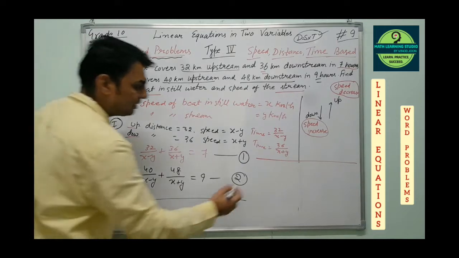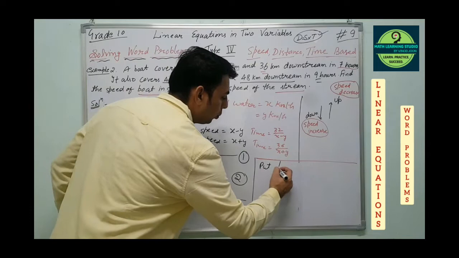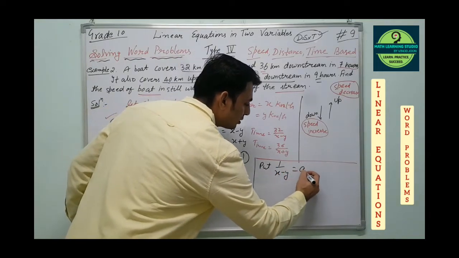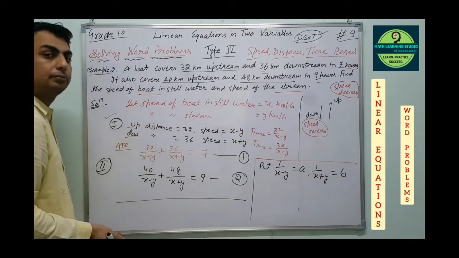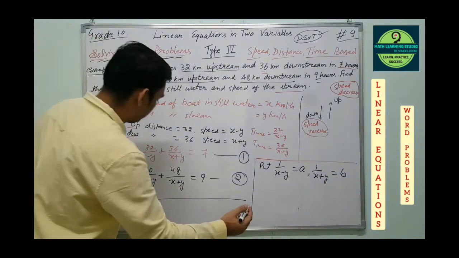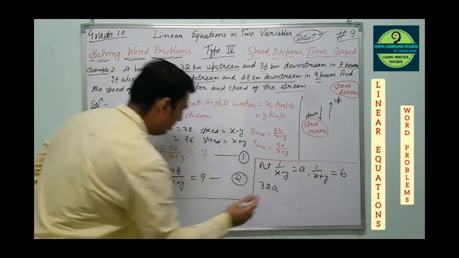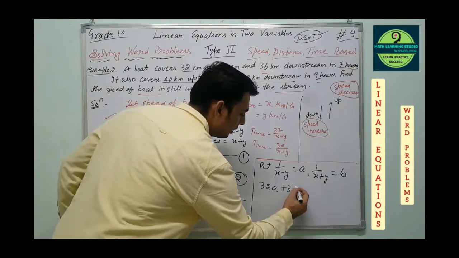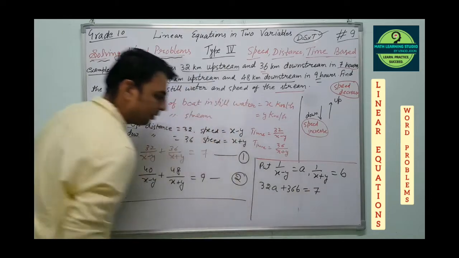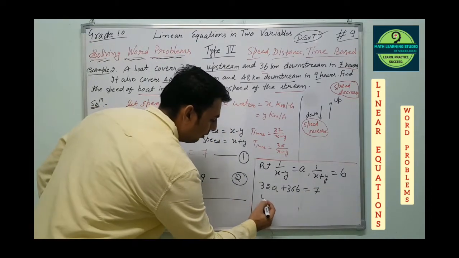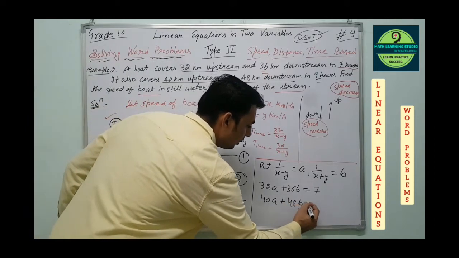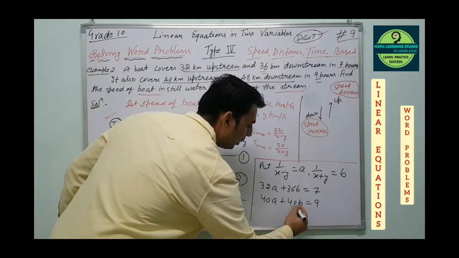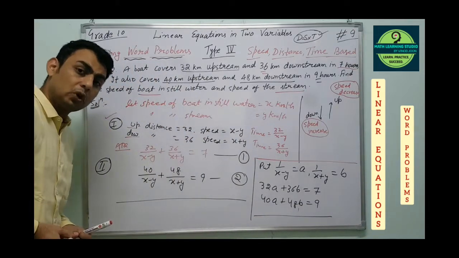Okay? If I put 1 upon x minus y equals a and 1 upon x plus y equals b, what do we get? This becomes 32a plus 36b equals 7, and second it will be 40a plus 48b equals 9. And now these 2 equations can be solved and you get your answer.